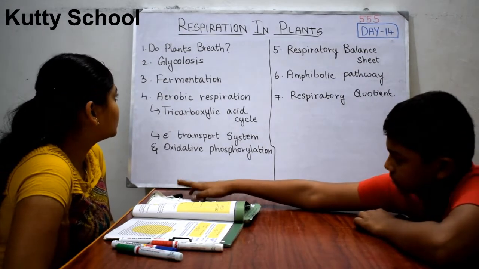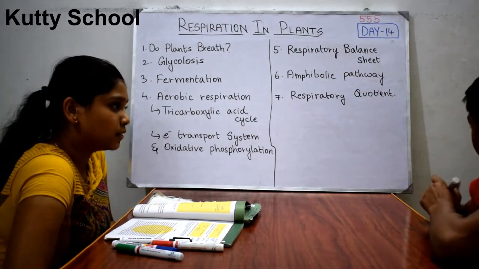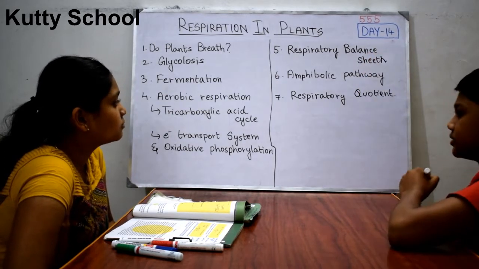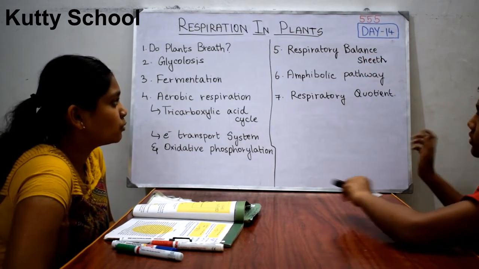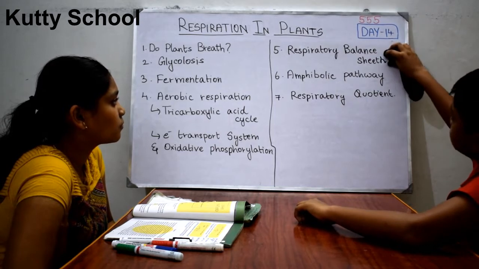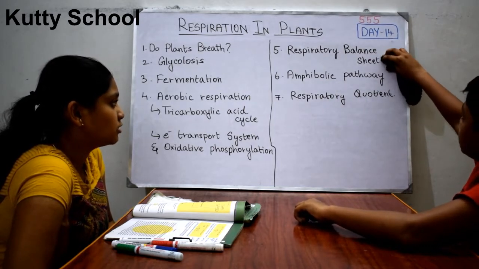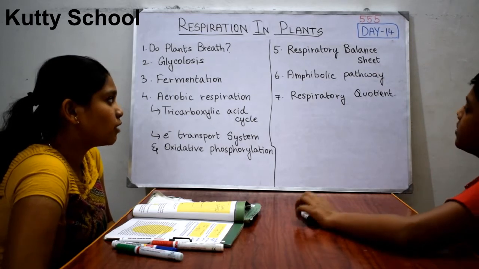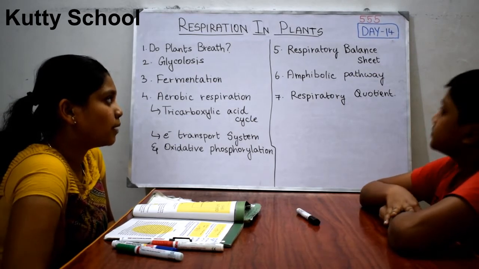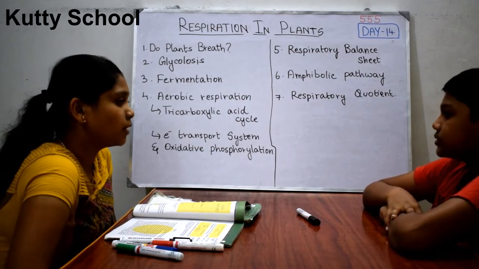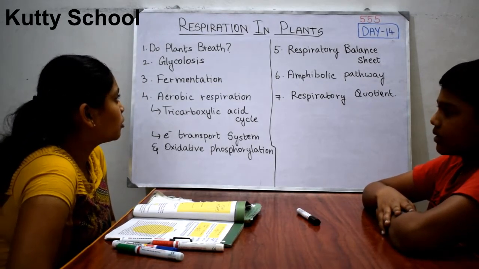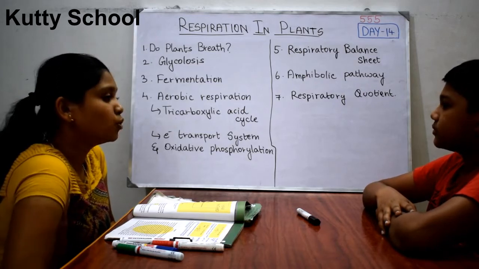First we will discuss: do plants breathe? Is it sheet or sheet? Sheet here is a substance. Respiratory balance sheet is where we calculate the balance of how much ATP and NADPH is used. So we are going into detail on these 7 topics, and first we go with: do plants breathe?